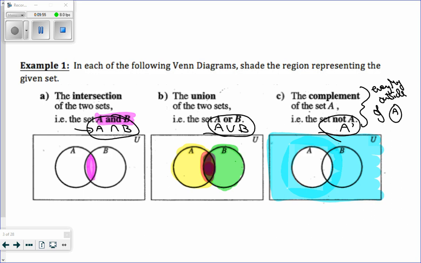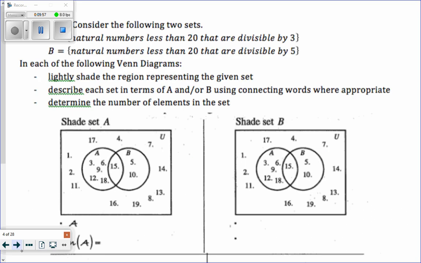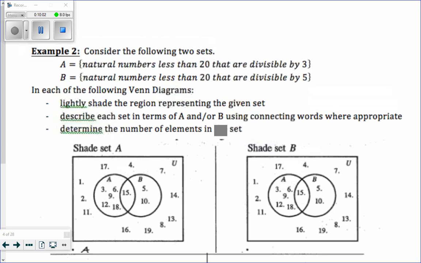Okay. Here, they've gone in and filled in a whole bunch of pictures. Notice the diagrams are all the exact same. Circle A is all numbers less than 20 that are divisible by 3. Circle B is divisible by 5. 15 is on both, so that's why it's in the middle. And then every number less than 20 is on the outside. Okay? So it's the same picture from example 1.